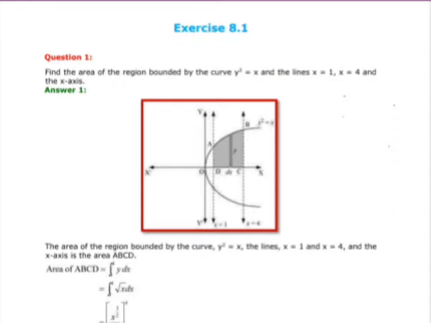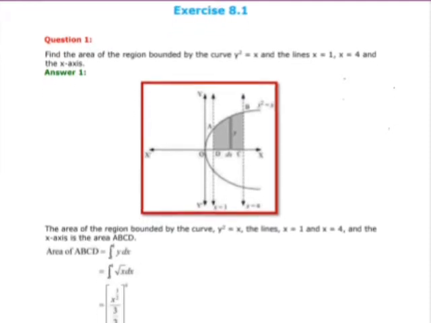Question number 1. Find the area of the region bounded by the curve y square equals x and the lines x equals 1 and x equals 4 and the x-axis. They are given here, right? Along the x-axis, the curve is along what? X-axis it is. So by using the equations and the lines, we plot the graph first.